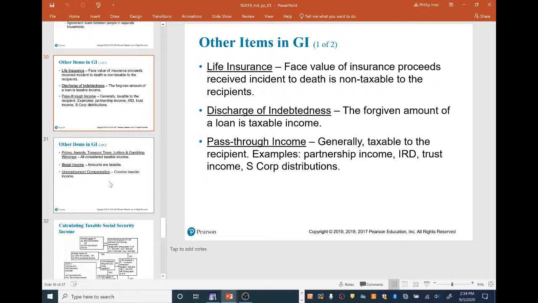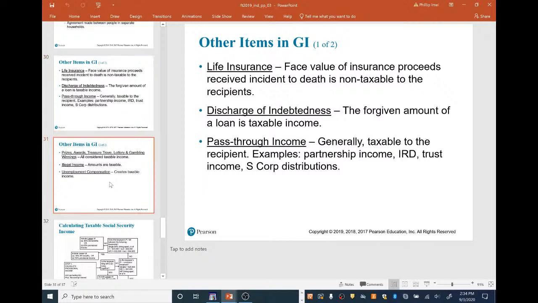Now let's talk a little bit about pass-through income. We talked about pass-through income in the first chapter; it is generally taxable to the recipient. Examples are partnership income, IRD, trust income, and S-corp distributions. Taxpayers may receive gross income from their interest in partnerships, S-corporations, estates, trusts, and income in respect of a decedent. Any losses from these entities should be evaluated in light of the passive loss rules.